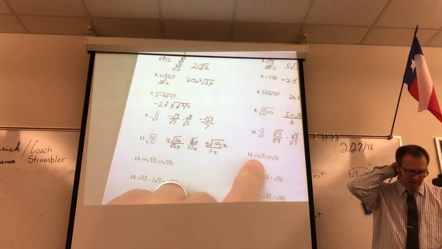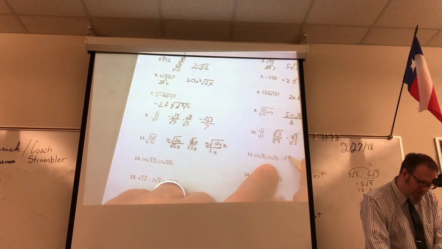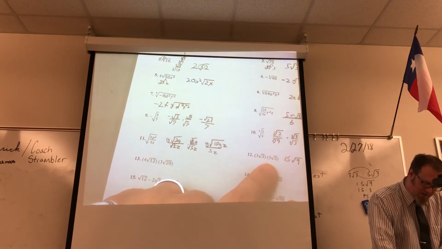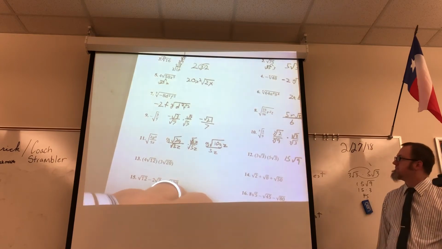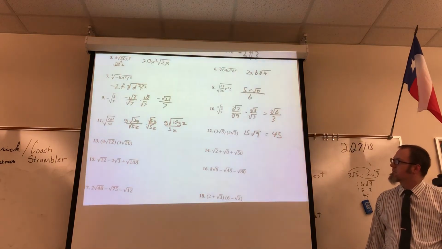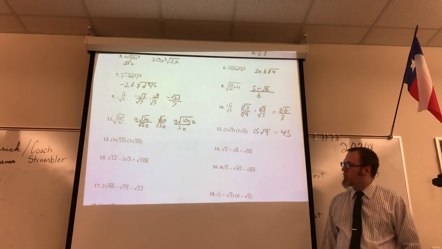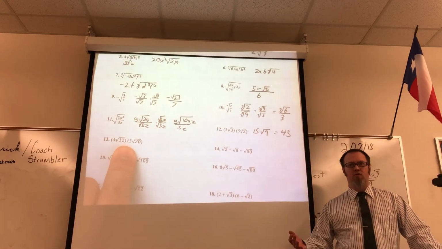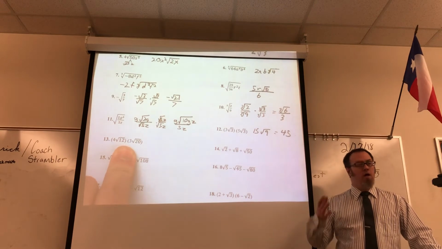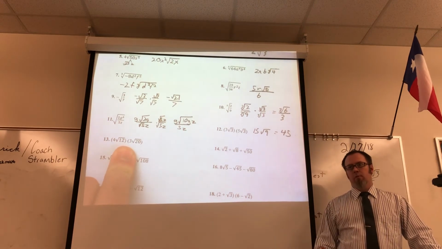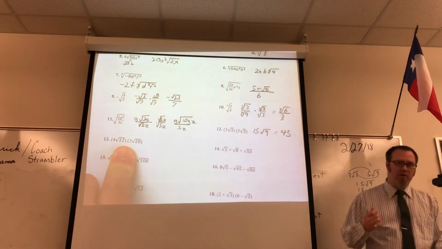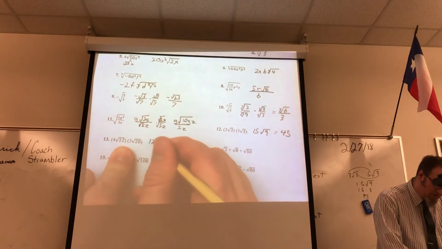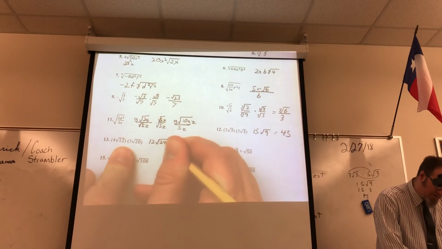On number 12, outside by outside, inside by inside, that's 15 times the square root of 9. The square root of 9 is 3, so that's 45. Okay, that would be one that the calculator would give you a right answer. On this one, you can either multiply and then reduce, or you can reduce and multiply. It won't make a difference. But if you reduce and multiply, you're probably going to have to reduce again after that. So I usually don't bother. This is 12 square root of 240.